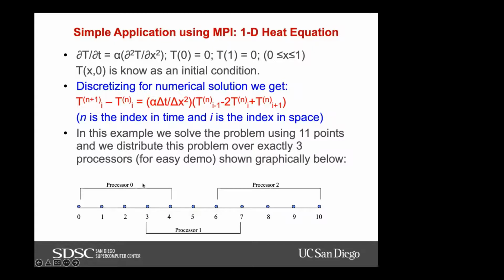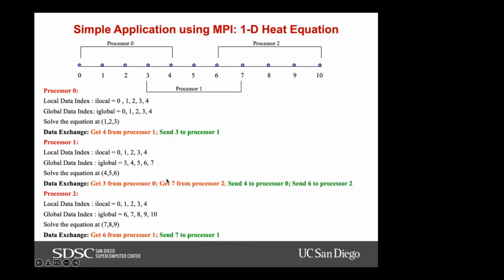So now we are trying to break this processor into 3 processors. What I did is have 5 points in each processor: 0 to 4 on processor 0, 3 to 7 on processor 1, 6 to 10 on processor 2. And when we first start out, everybody has some initial condition, right?